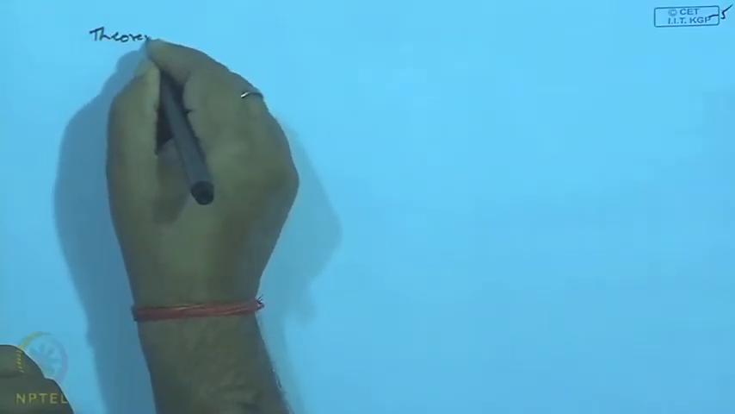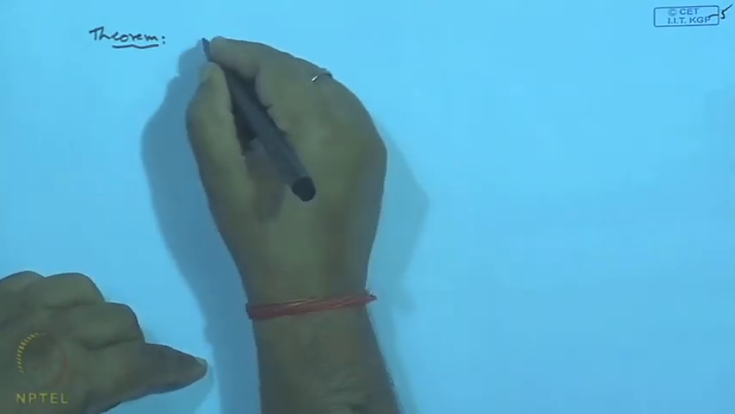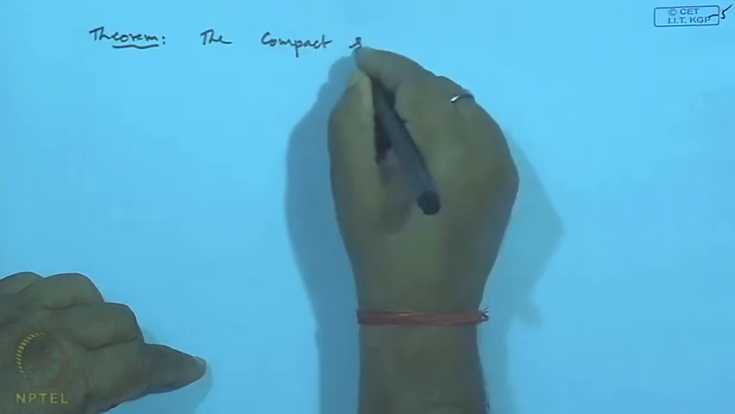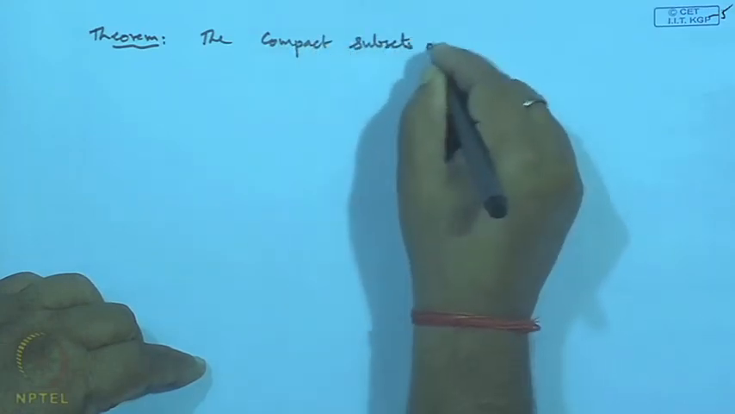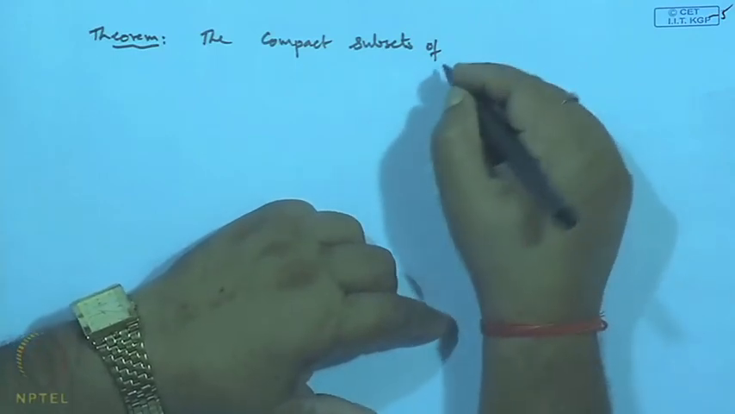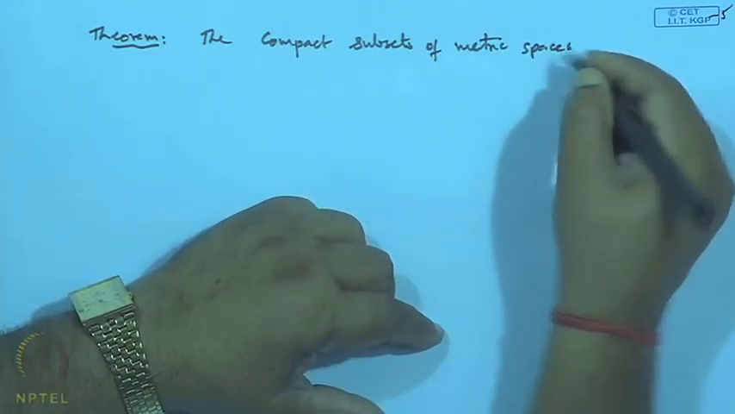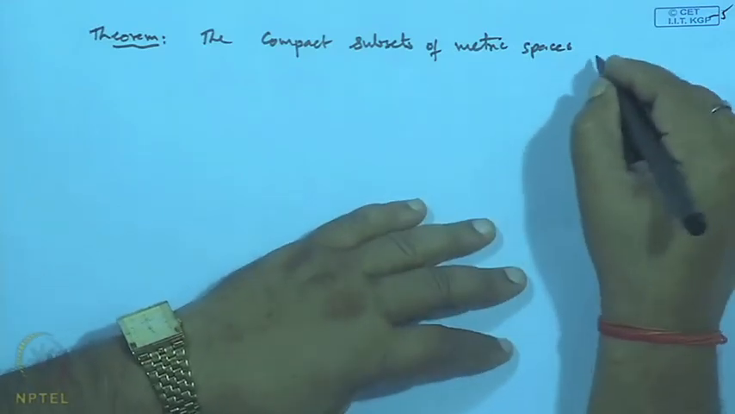Now, another result shows that compact subsets of metric spaces are closed.